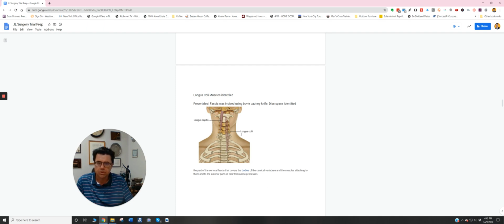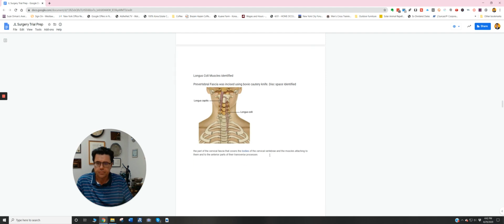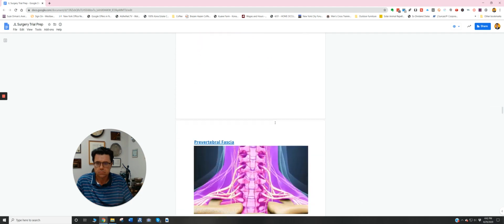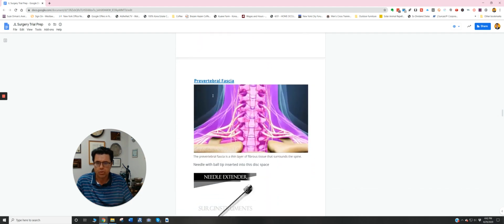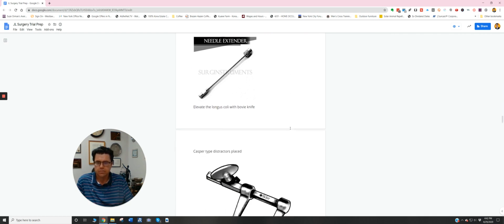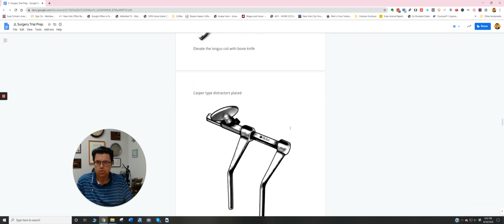So you can see here a picture of the longus colli and the cervical fascia. And again, the prevertebral fascia, a thin layer of fibrous tissue that surrounds the spine. And then a needle with ball tip was inserted into the disc space, and that's the kind of needle they usually use. And a Caspar type distractor placed.